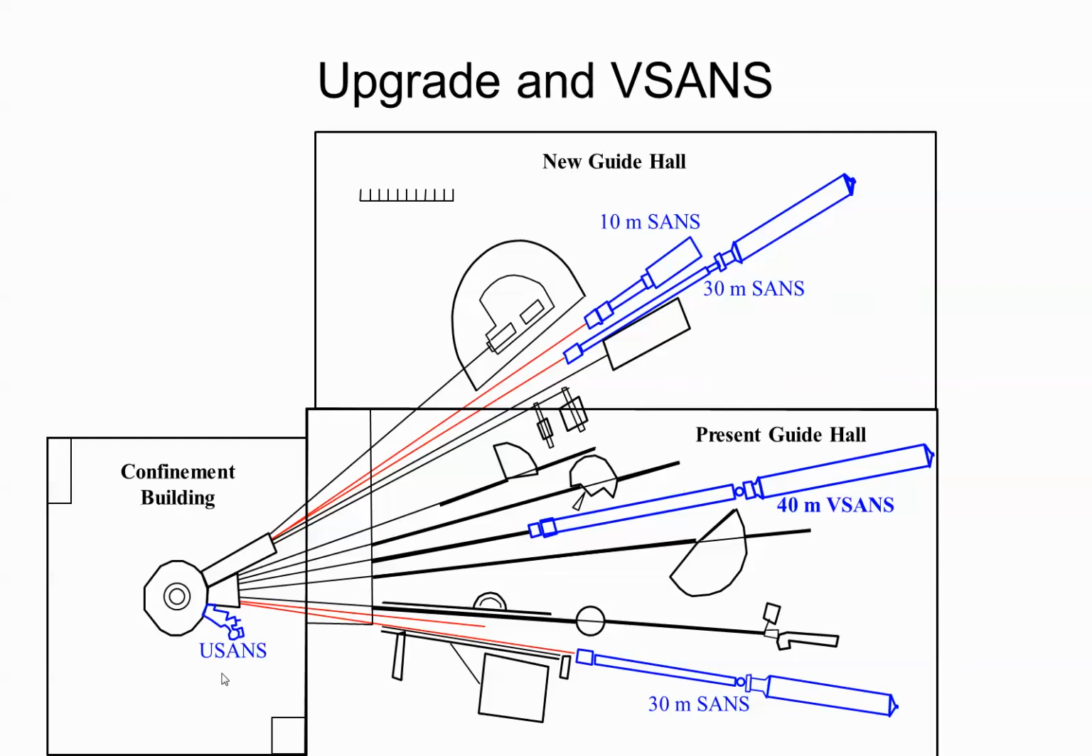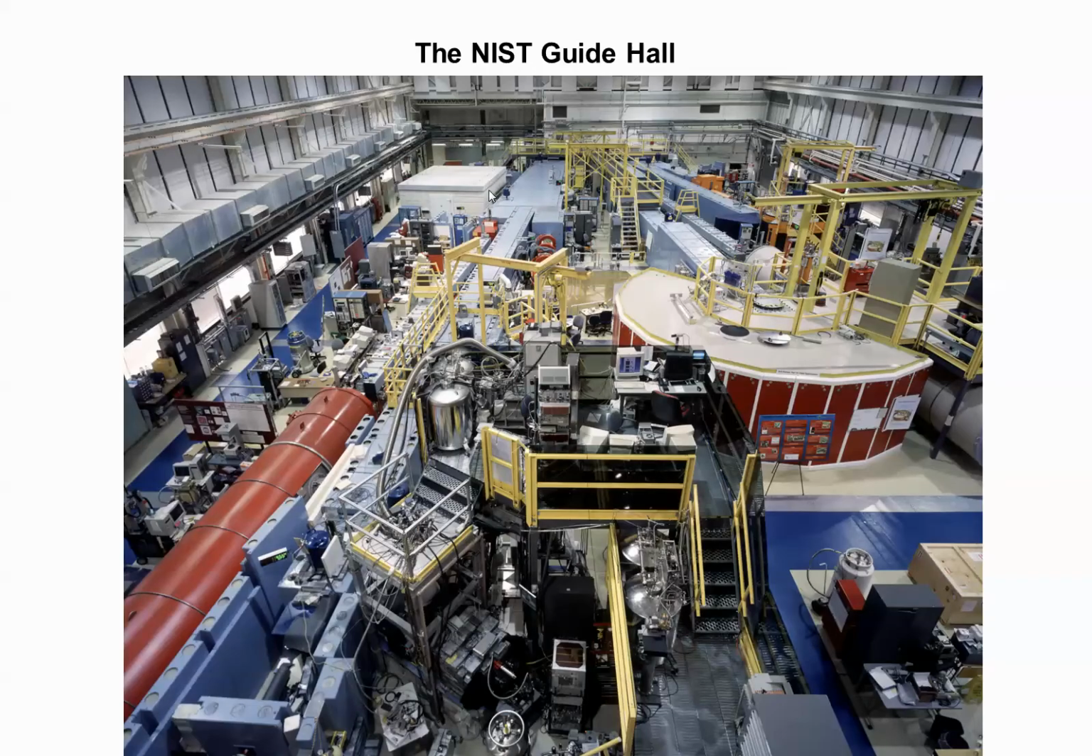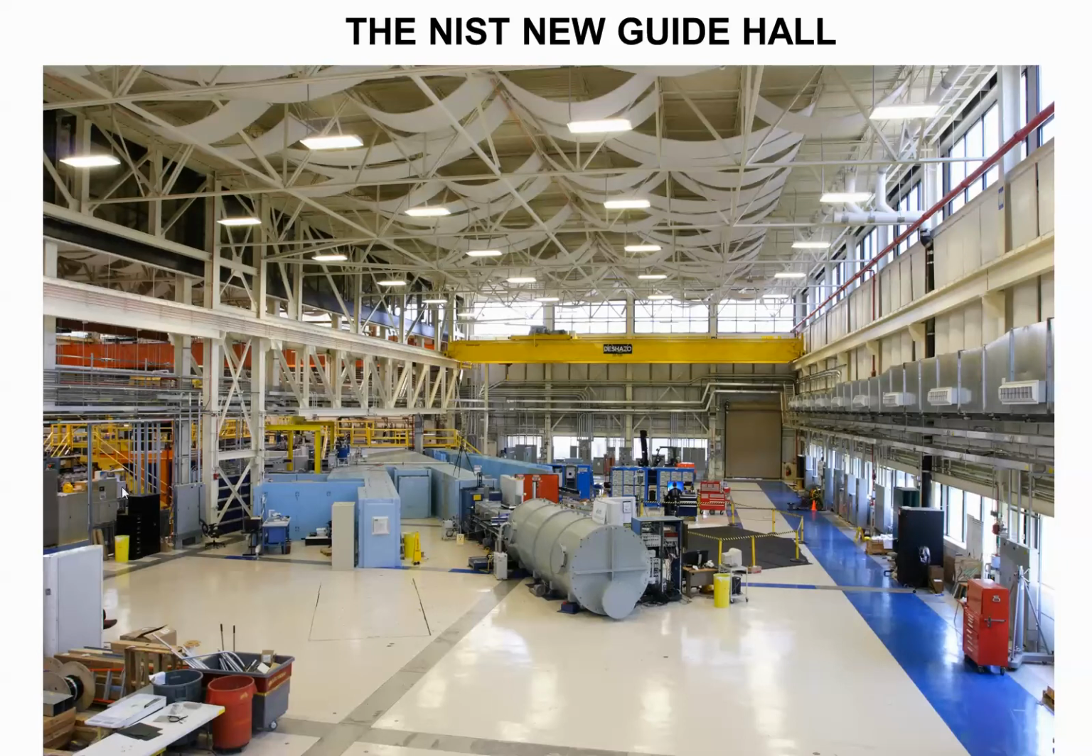There is a thermal USANS instrument included in this summer school. I'll say something about it. And there are 2 30-meter SANS, the NG7 and the NG3, which just got moved to the new guide hall. The old 10-meter SANS, and then we're building a 40-meter VSANS, a high-resolution instrument. The NIST guide hall, the old one, there's the NG3, the NG7. The NG3 just got moved last week actually. And then there's the new guide hall. The old guide hall is there. In the new guide hall, there's a 10-meter SANS. The NG3 SANS is going to be installed here.